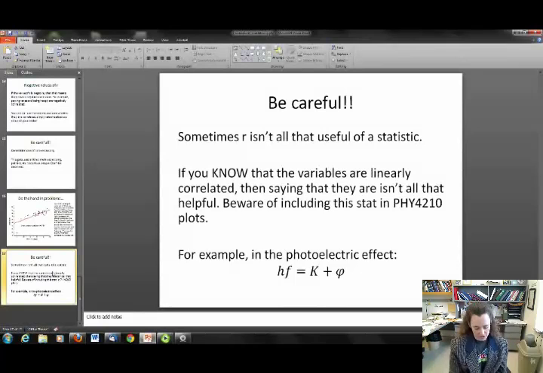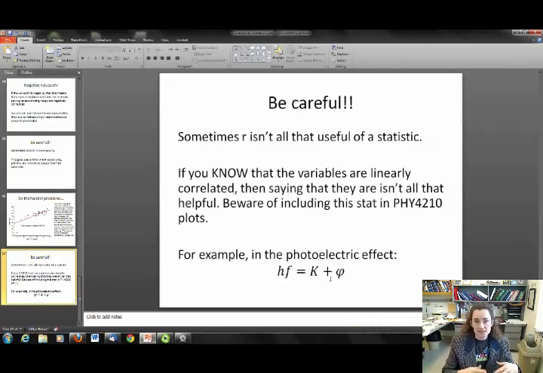For example, one of the senior seminar experiments for a long time was the photoelectric effect that Albert Einstein won his Nobel Prize for in 1905. And the photoelectric effect says that if you have light incident on a surface, then you can calculate the energy of that light. Then that light causes photoelectrons to be ejected from the surface. And here's the equation that relates it. The energy of light, hf, is equal to the kinetic energy of the photoelectrons that are ejected, plus your work function. The work function is how much energy it takes to get that electron to be freed.